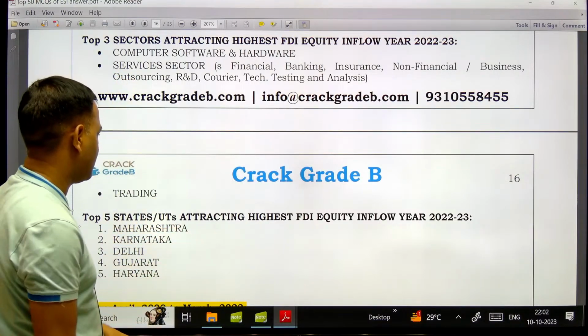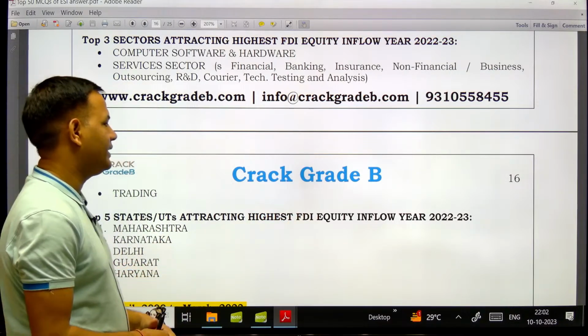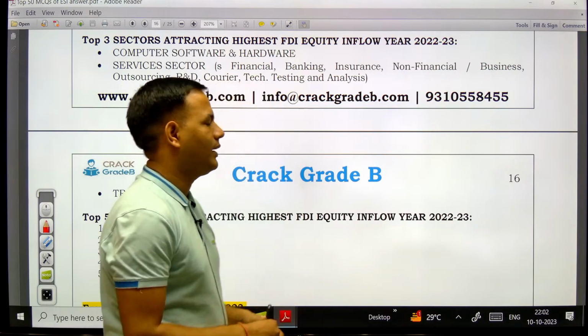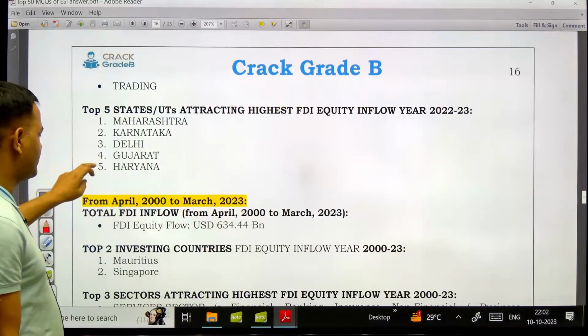Top five states attracting highest FDI equity inflow. Maharashtra has the highest share, meaning it attracts the most FDI. So Maharashtra, Karnataka, Delhi, these are the top three states.